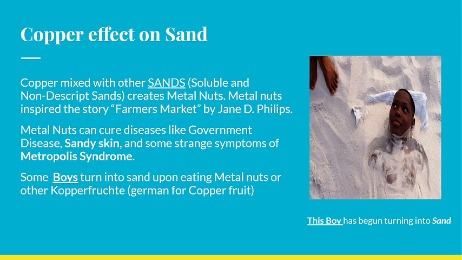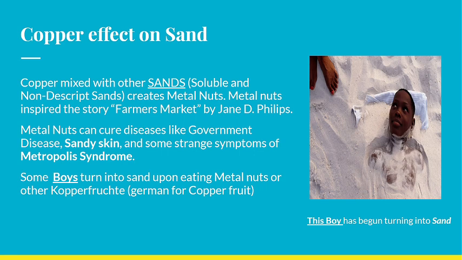I'm sorry for cutting you off earlier. You can do this one. Okay. Now, well, you know a lot more about that one. So, copper mixed with other sands, which sands is an anagram for soluble and nondescript sands. Now, if you've read the story Farmer's Market, it's a little short story by Jane D. Phillips, you might have heard of Metal Nuts, or you've at least heard of what's inspired by Metal Nuts, which is the Farmer's Market, which sells, famously the line is big butt sluts for big metal nuts. That's what the girl says. That's the magic spell, right?